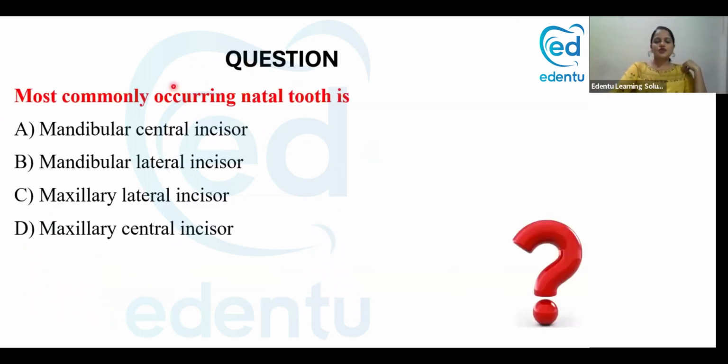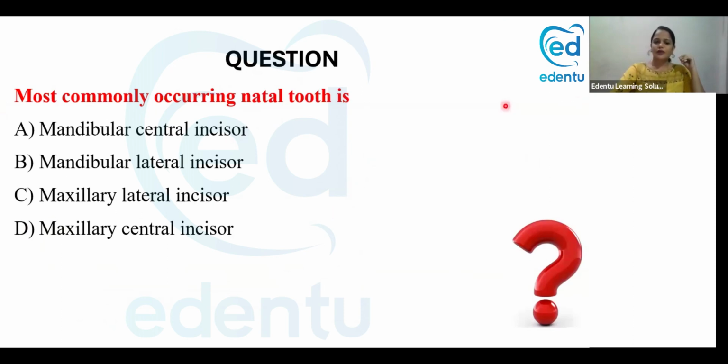Now, next question: most commonly occurring natal tooth is. Which is the most commonly occurring natal tooth? Any guesses, doctors? Dr. Aishwarya, Dr. Namya, Dr. Tasneem? Yes, Dr. Namya. Yes, Dr. Aishwarya.